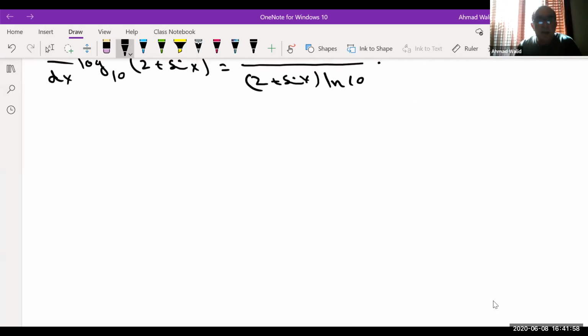The next formula is the exponential function with base b.